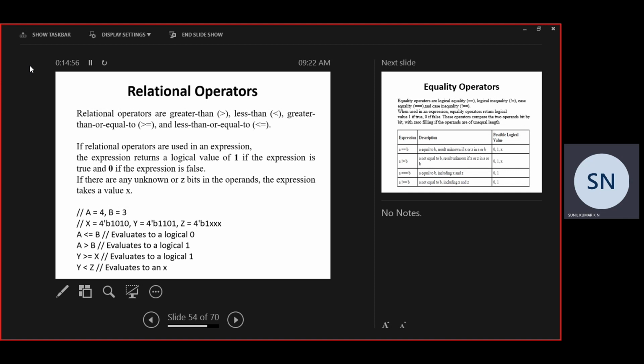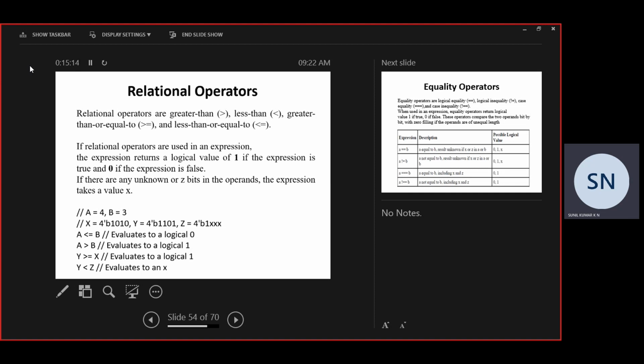So next one is the relation operator. So relation operator means, as I told, the relation between two operands, that is whether it is greater, lesser or equal. So that is what the comparator does. The same way here also, 4 and 3 are my inputs. So suppose an unknown term is there, again the result will be unknown itself.